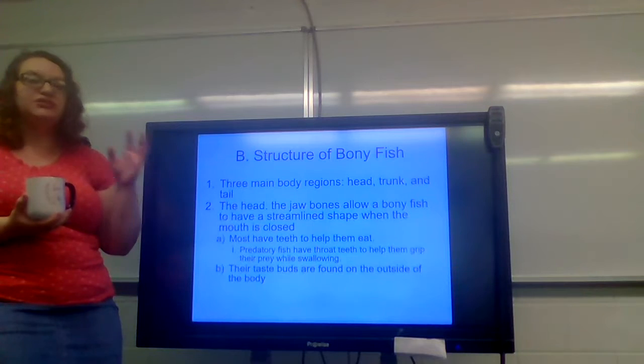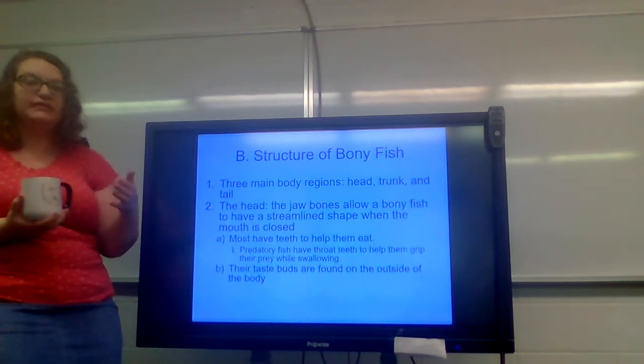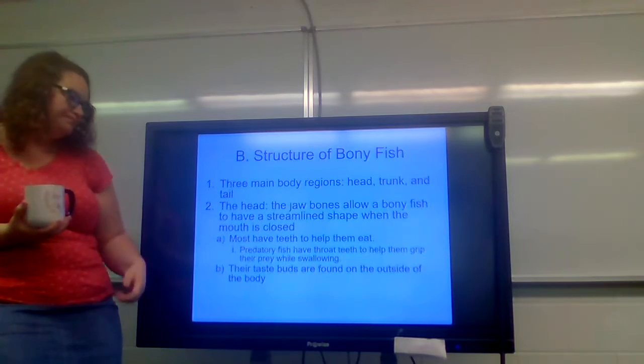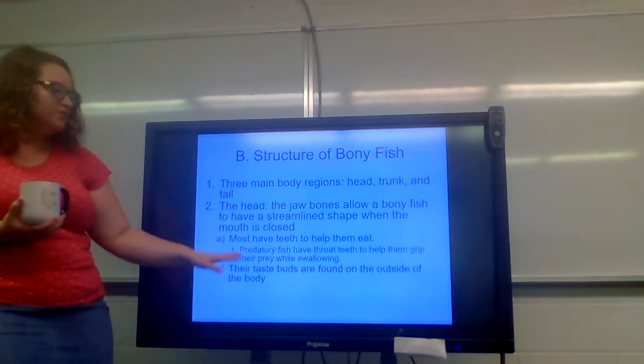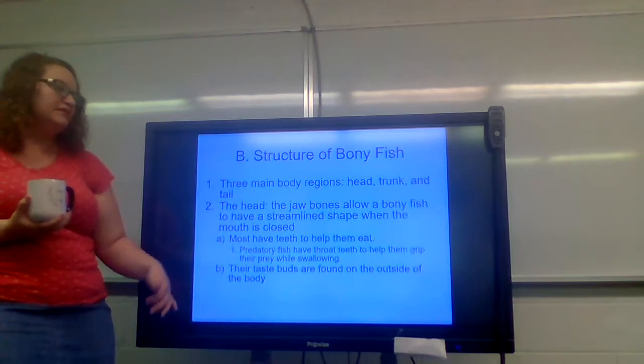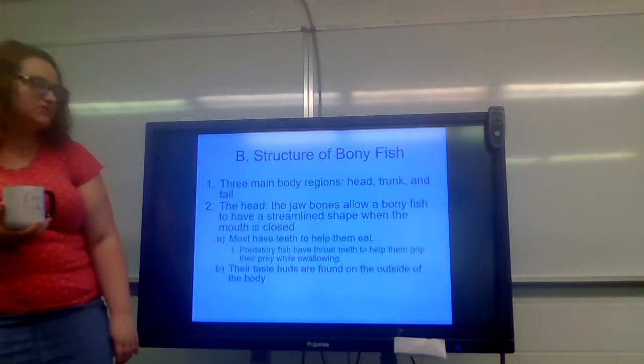Now that streamlined shape is vital to them moving through the water. Okay, without that streamlined shape, they're going to get bogged down. They're not going to be able to move as quickly as they would need to either A, catch prey, or B, avoid being prey. Most have teeth to help them eat. Predatory fish also have throat teeth to help them grip their prey while swallowing.